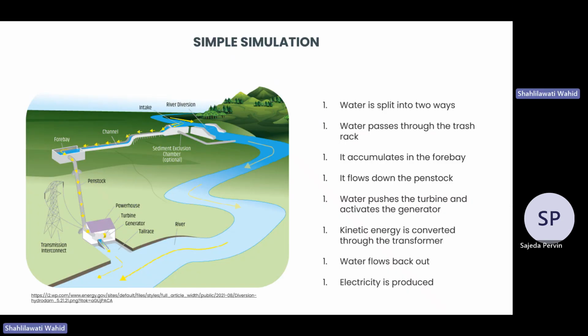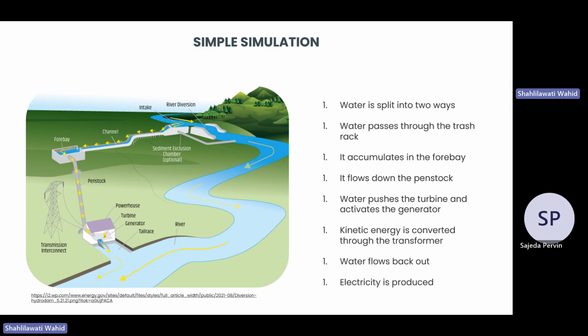Here is a simple simulation of how the diversion power plant will work. First, the water in the river will be split into 2 parts, and some will flow along the channel and pass through a trash rack, which will prevent any large objects such as plastic or other trash from flowing in. This would eventually affect the machine and cause damage. So the trash rack helps stop that trash from flowing in.